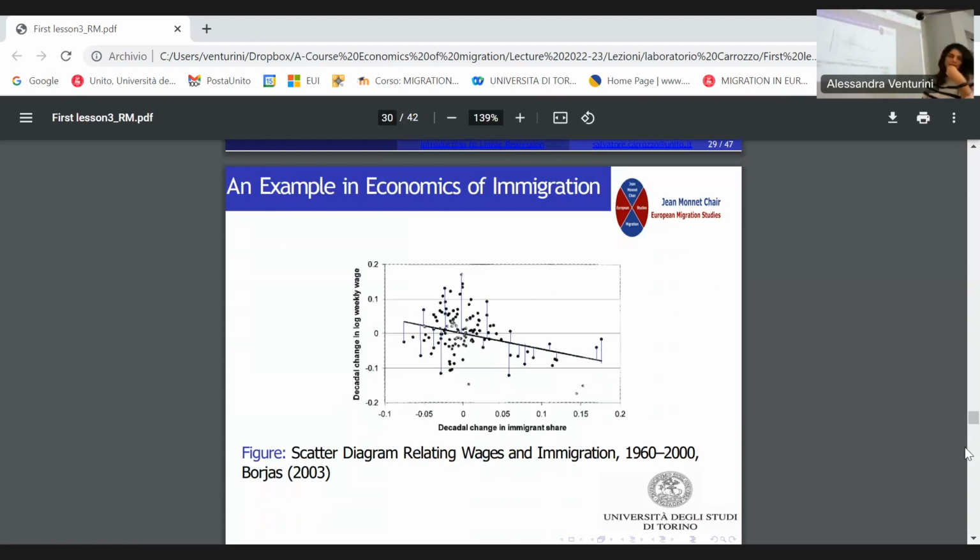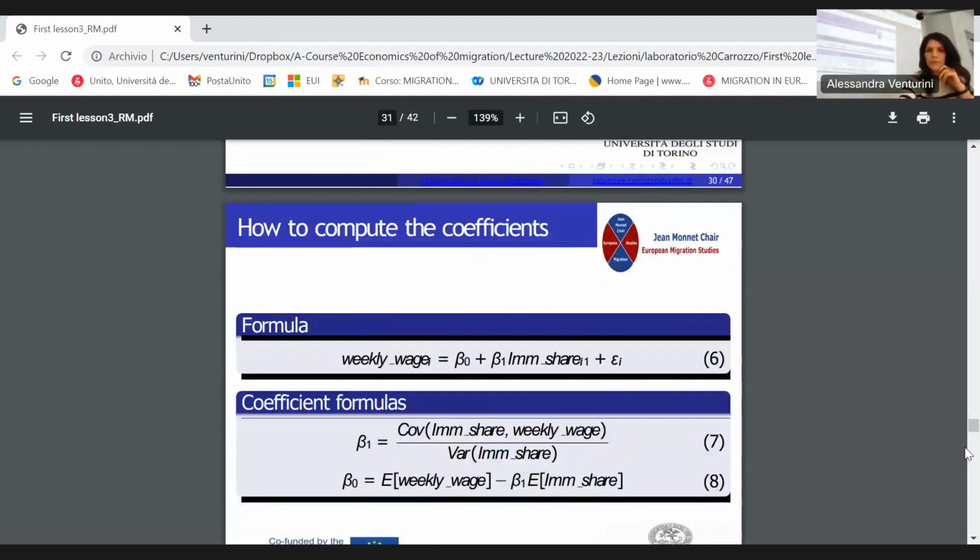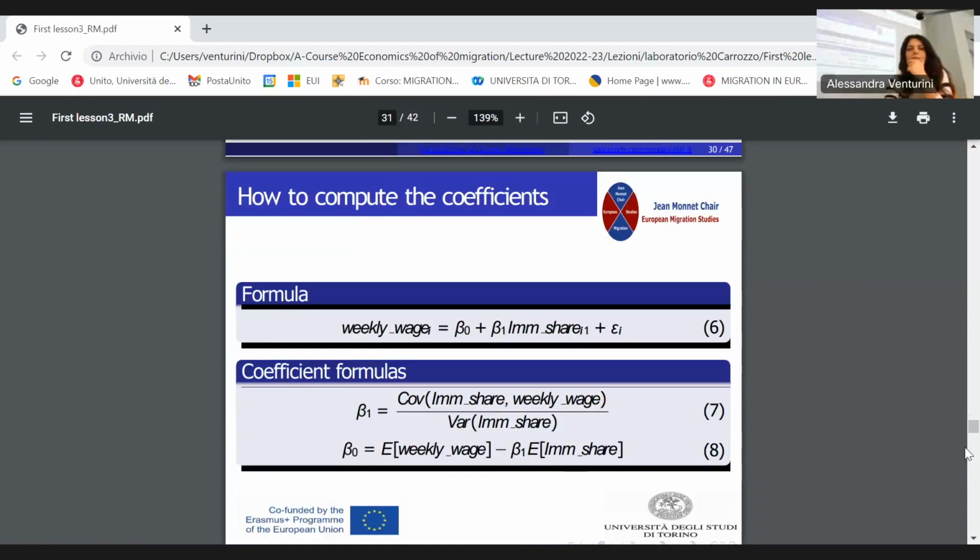Okay, so in this case, a statistical check helps us to validate our findings. An important part, as we saw practically, is how to compute the coefficient.